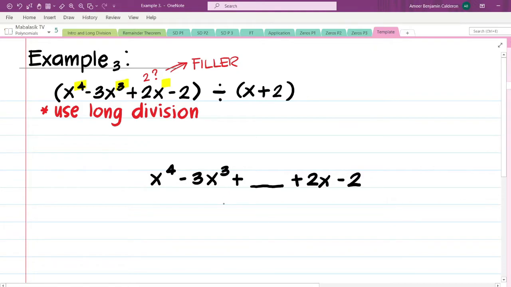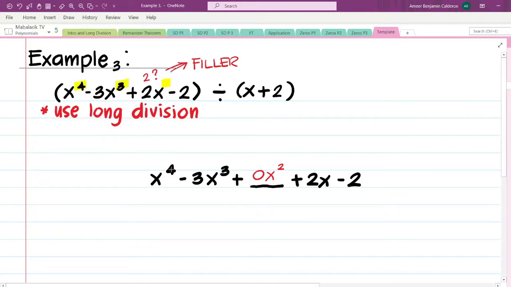Or in some cases, if you don't want to get confused, you write 0x squared. I personally prefer that to be just blank, but you can write 0x squared there. So you'll know that you should have a term there with an exponent 2, but you do not have a term of exponent 2. So you write a 0 numerical coefficient. So that's just basically 0, but with an exponent 2. Okay?